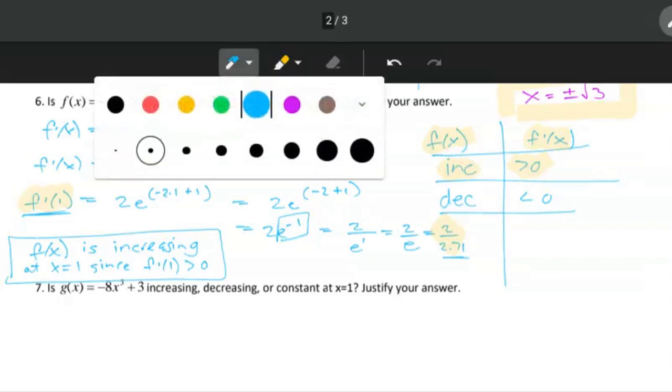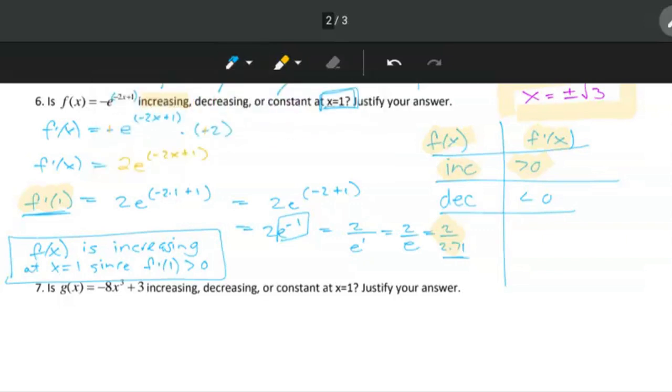Same thing. We're going to use a derivative to help us because I'm not exactly sure what the graph of negative 8x to the third plus 3 looks like. So let's use a derivative. If we take the derivative, bring the 3 out in front, 8 times 3 is 24, so you get negative 24x squared. The 3 is a constant, so it disappears. And if we plug in 1, g prime of 1 is negative 24 times 1 squared, or negative 24.